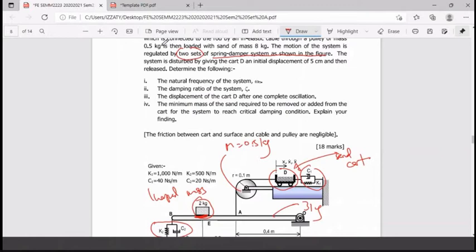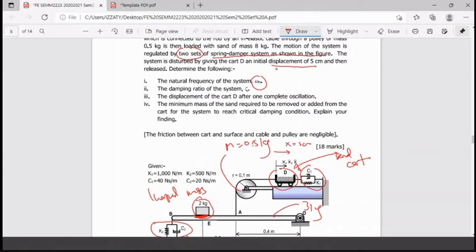So the system is disturbed by giving it an initial displacement of 5 cm. You push this one, x equal to 5 cm. Then you let it go. Then you release, it will be vibrating. Then find what will be the omega and the damping ratio zeta and the displacement of the cart after one complete oscillation.